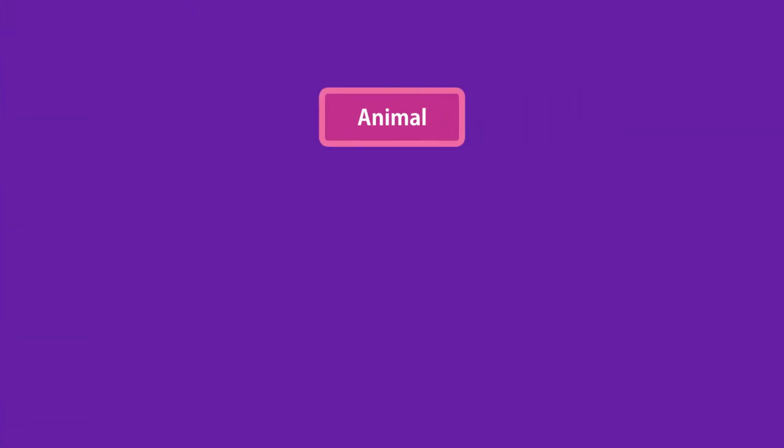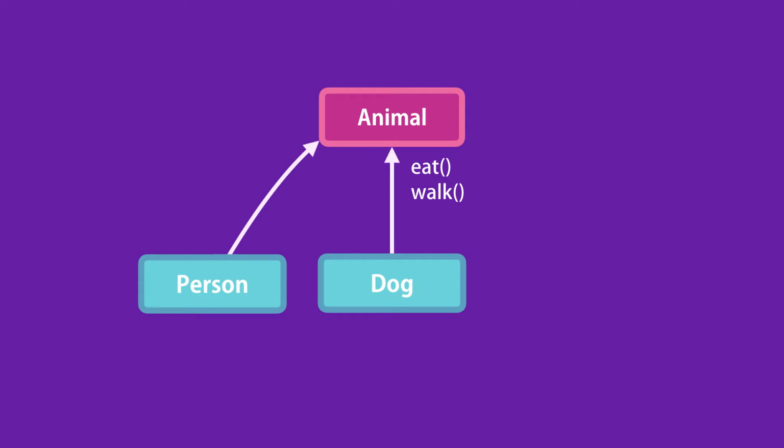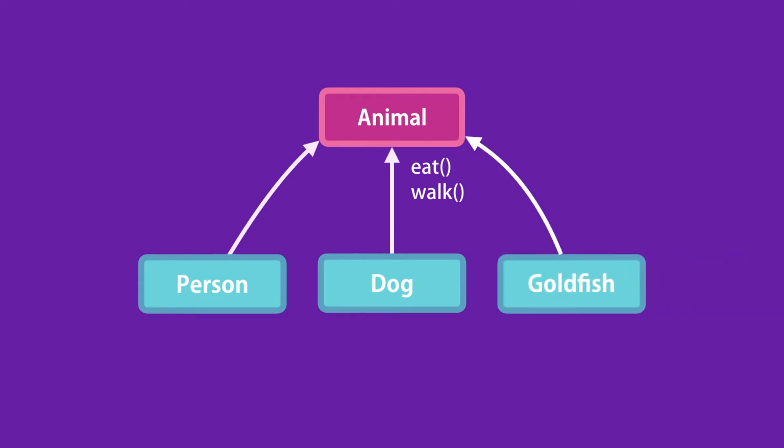Here we have this animal object with two methods, eat and walk. And we have two objects that derive from animal, person and dog. Now, tomorrow we're going to introduce a new object called goldfish that derives from animal. Our hierarchy is broken. Why? Because goldfish cannot walk, it can swim. So we got the hierarchy wrong. And this is something that happens quite often, especially amongst inexperienced developers.